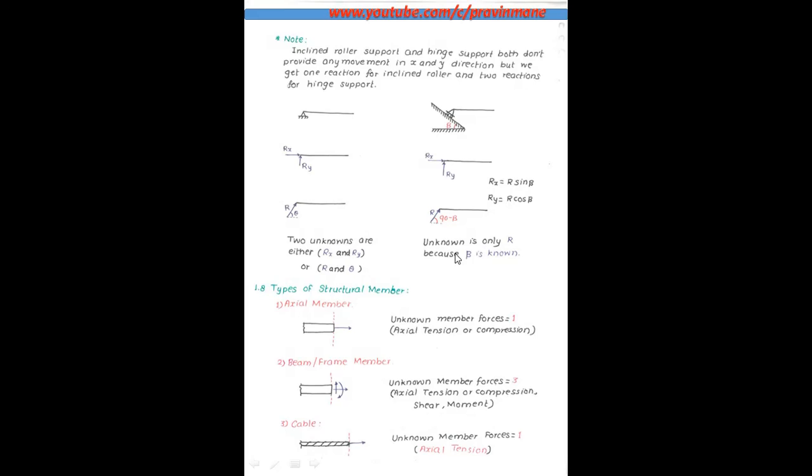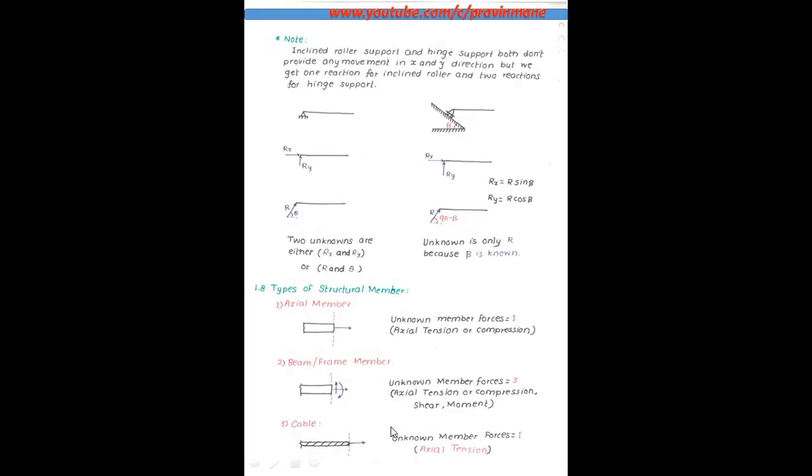Then types of structural members, and members and their unknown forces. If members are axial members, then the unknown force will be only 1 unknown component. If beams and frames are the members of the structure, then the unknown forces are 3, that is the axial tension or compression, shear and moment. If cables are there, there is only 1 unknown, that is the axial tension, because its thickness is negligible. As far as cables are concerned, their thickness is negligible. We are considering unit thickness.